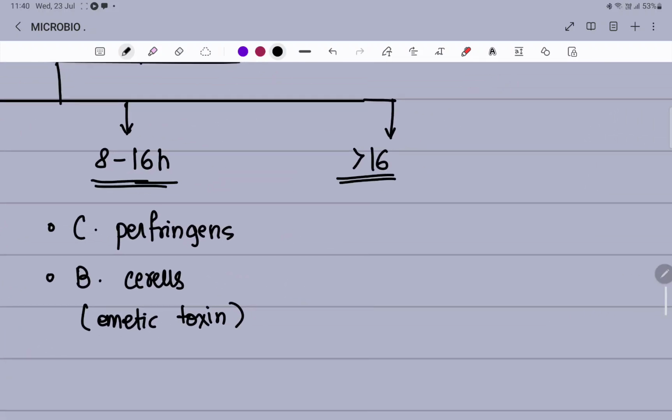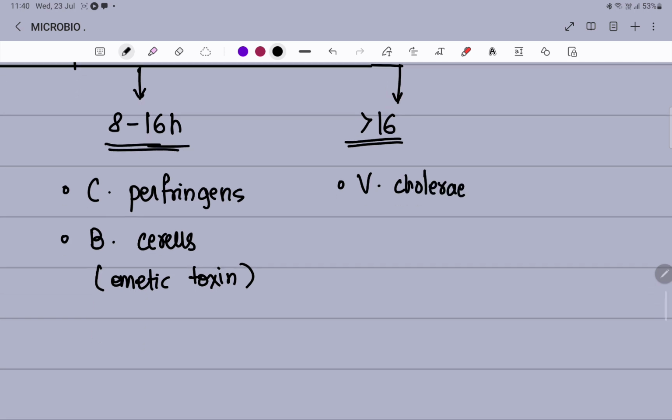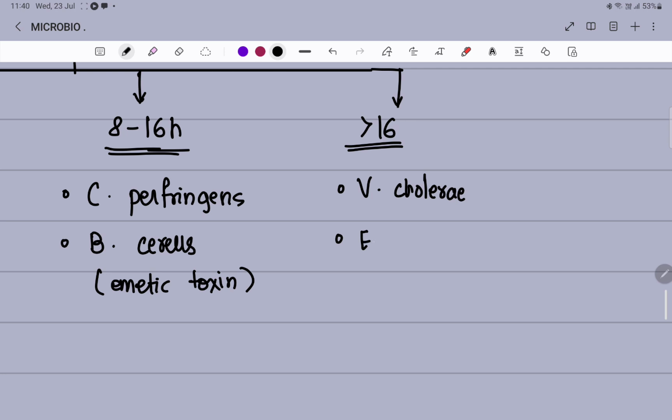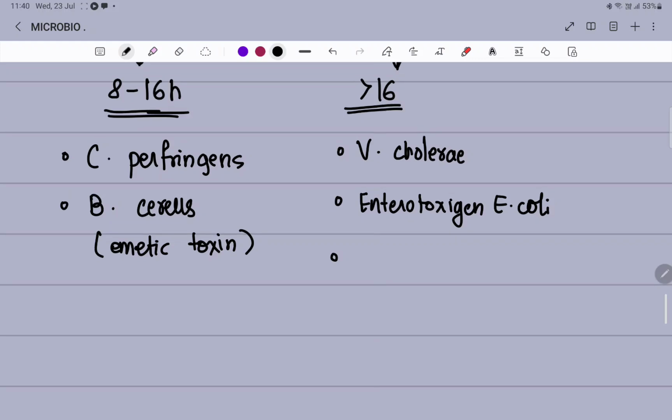Then the organisms that take more than 16 hours, the majority of the organisms take more than 16 hours. Under that comes first our very famous Vibrio cholerae. Then we have enterotoxigenic E. coli. In the upcoming videos, we'll also be discussing enterotoxigenic E. coli or enterohemorrhagic E. coli. Basically, we'll be talking about E. coli.